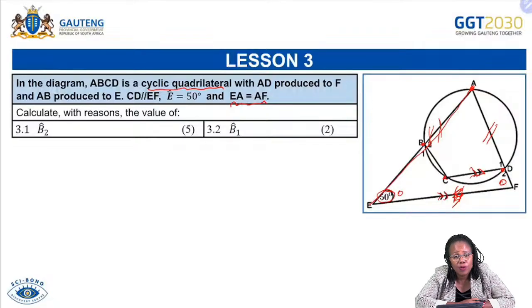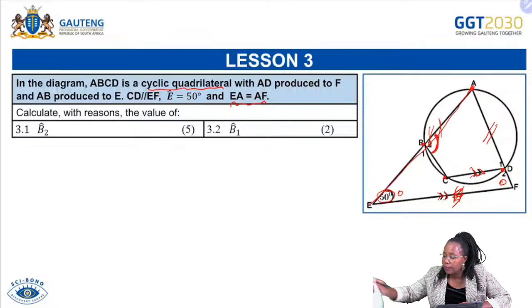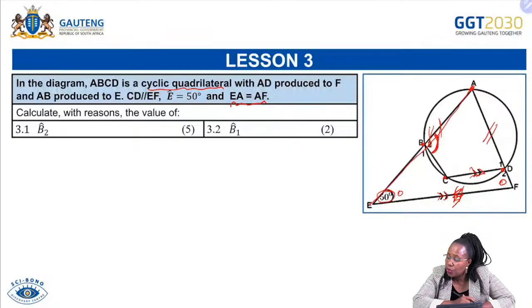Now let's answer the questions. It says calculate with reasons the value of B2. Where is B2? B2 is this angle here. But we can't just go to B2, grade 12s. We need to start somewhere. We need to indicate that EA is equal to AF, because to get B2, you need D1 to be opposite cyclic. And then you can get D1 if you can find F. And we have already indicated that F is equal to E. Now, can you see you need to analyze.